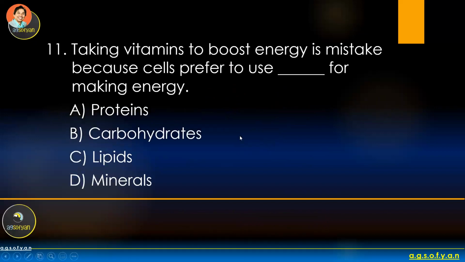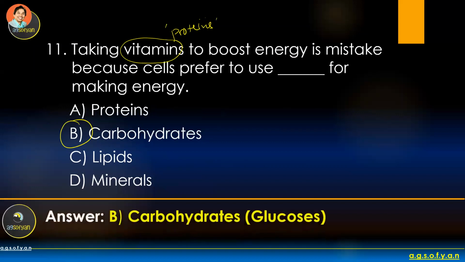Taking vitamin to boost energy is a mistake because cell prefer to use blank for making energy. Okay, what is that? Vitamin is actually a type of proteins, which will be used later after cell use the carbohydrate, which is glucose. So carbohydrate will be used first.